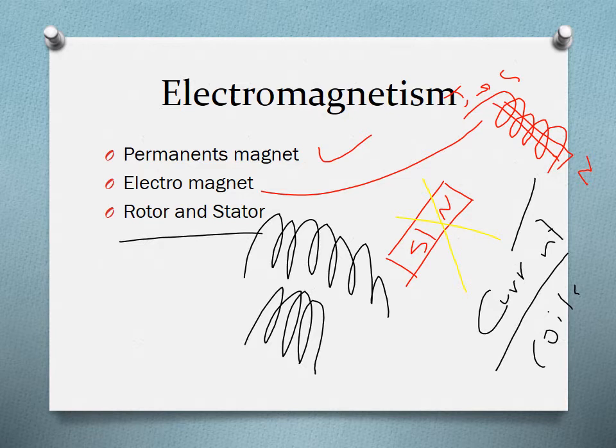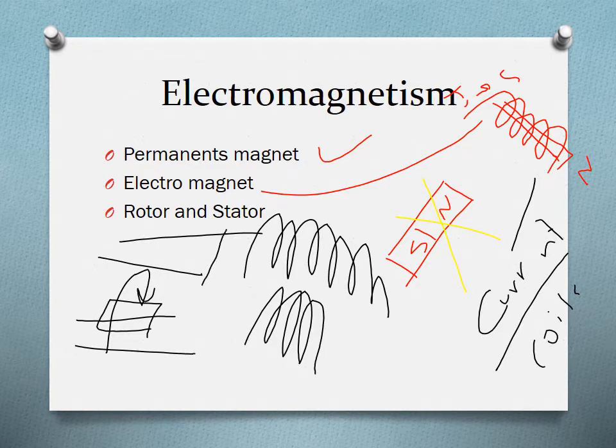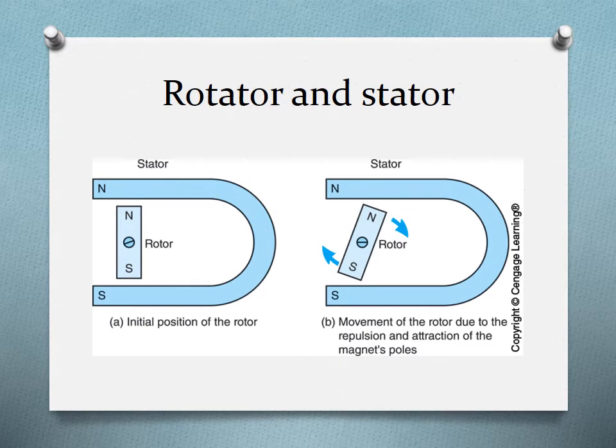Another term we need to know is the rotor and stator. So the rotor is the part that rotates. Makes sense, right? So this is rotating, this is the rotor, and the stator is the part that stays in place. This is the stator and this is the rotor. So it's good to have this terminology down. Moving on. Again, rotor and stator. This is my stator and this is my rotor.